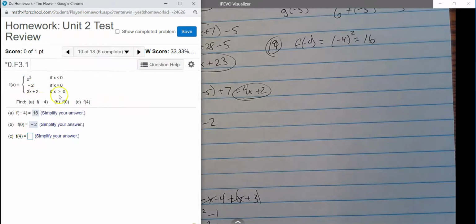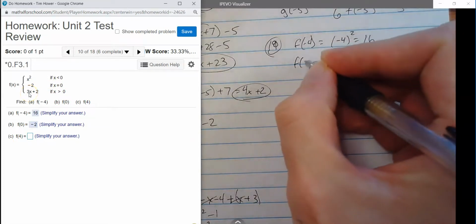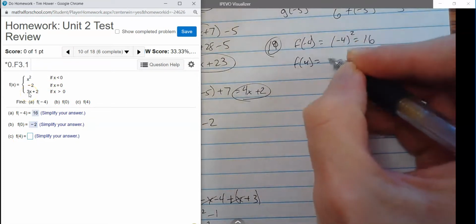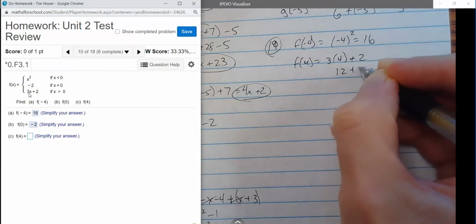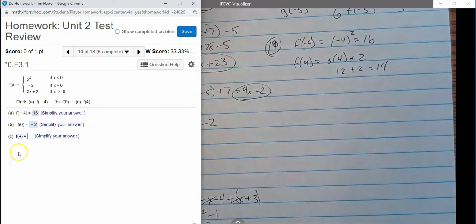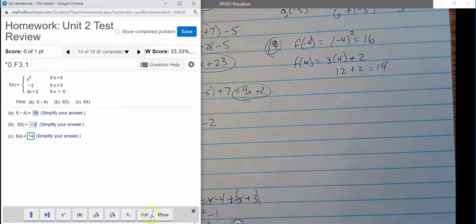And then 4 meets this third condition. 4 is greater than 0, so plug it in. F of 4, I'm going to plug it into 3 times 4 plus 2. So that'd be 12 plus 2 is 14. So that'd be a 14.